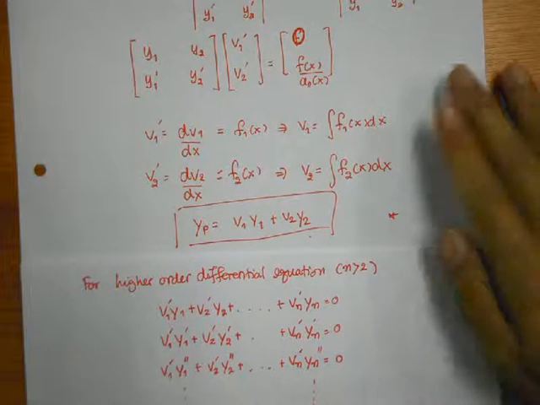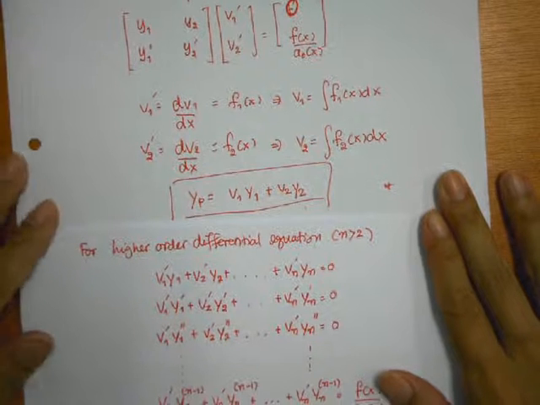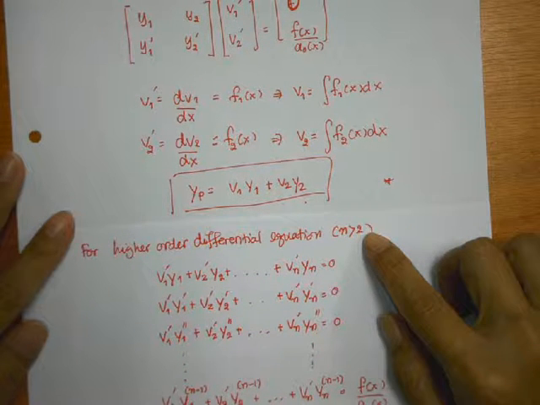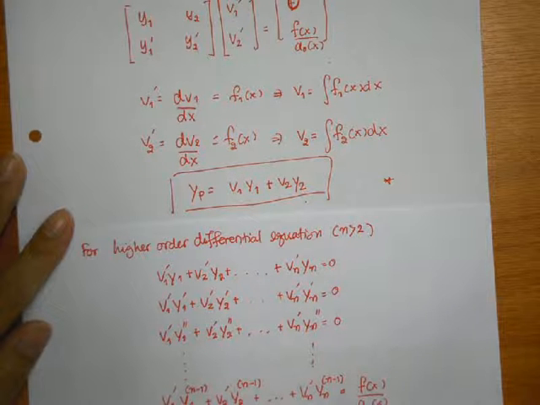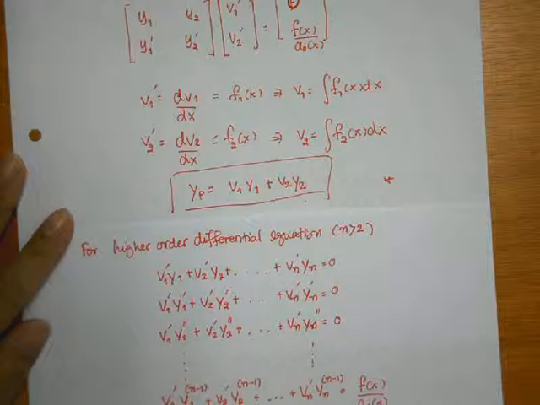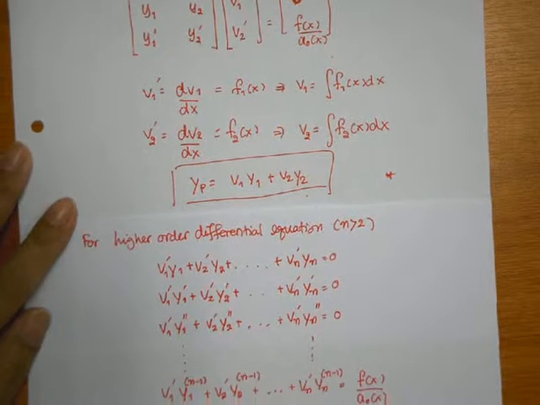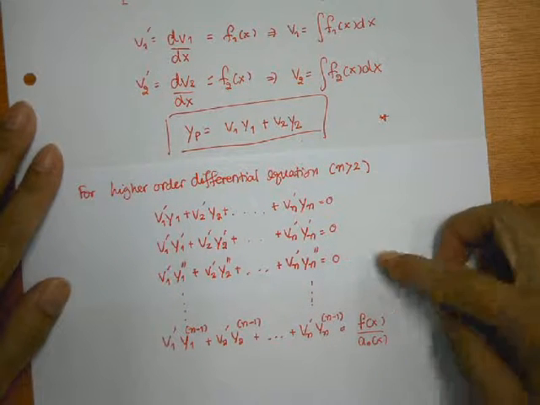And in the case that we have a higher order differential equation, where n is greater than 2 — the one with n equal to 2, I just derived for you. But now what if we have a differential equation whose order is higher than 2? That means we have to set up the equations, right? And here is the way to set the equations.